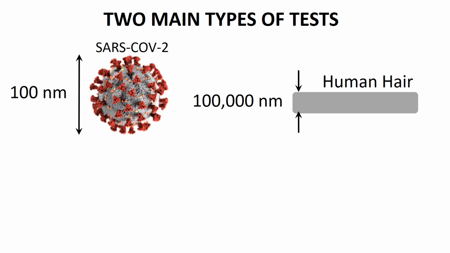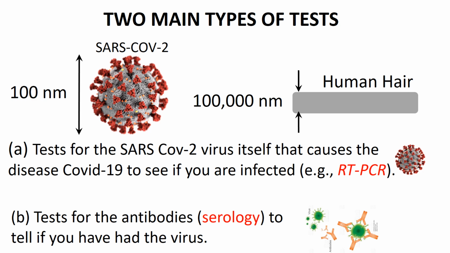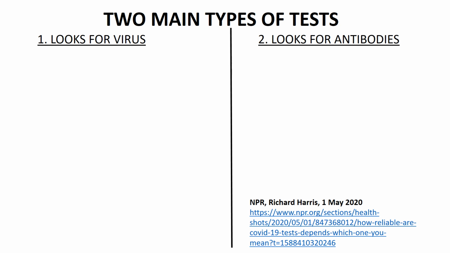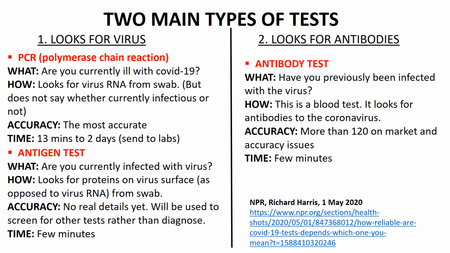So the two main types of tests. There are tests that test for the virus itself, and there are tests that look to see if you've had the antibodies to tell if you've had the virus before. And looking for the virus, there's two ways. There's a very famous PCR that everybody knows about now, that's been around, of course, not just for this virus, but for other things. It's called polymerase chain reaction, and it actually looks for the virus RNA from the swab. And the other test is an antigen test, and the test that looks for antibodies is called the antibody test.